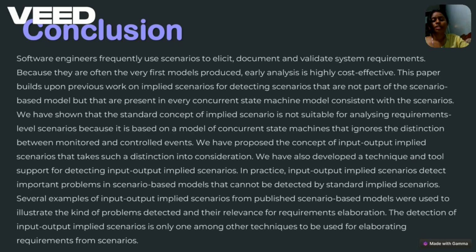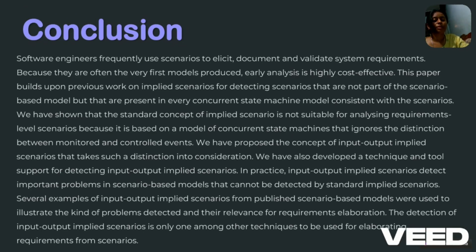Conclusion: software engineers frequently use scenarios to explicitly document and validate system requirements because they are often the very first model to produce, enabling early analysis that is highly cost effective. This builds upon previous work on implied scenarios for detecting scenarios that are not part of the scenario-based model but are present in the concurrent state machine model that is consistent with the scenarios.